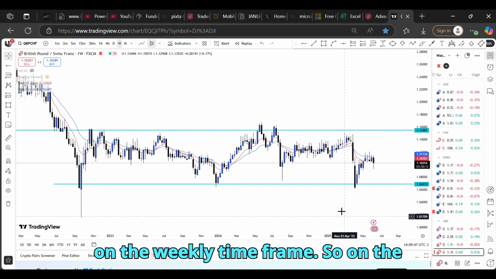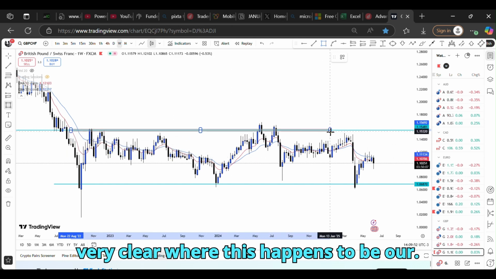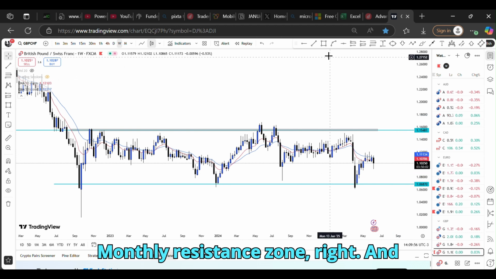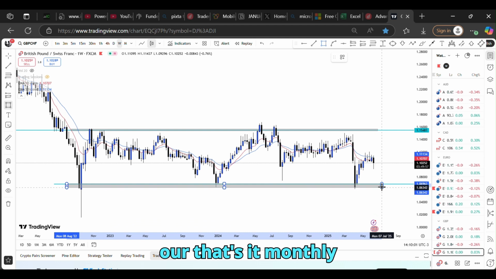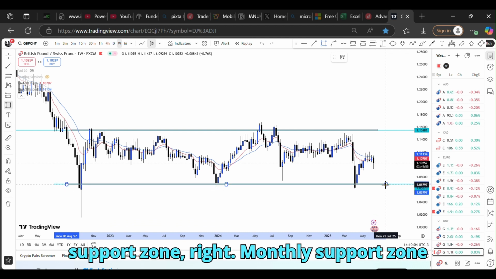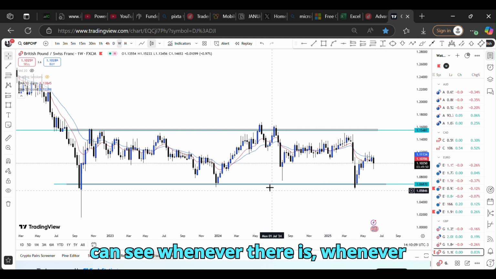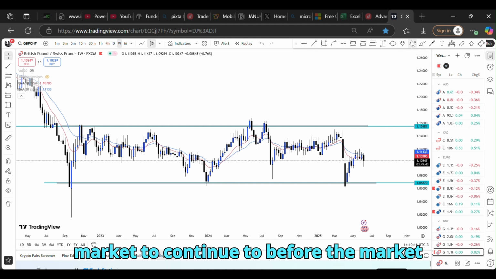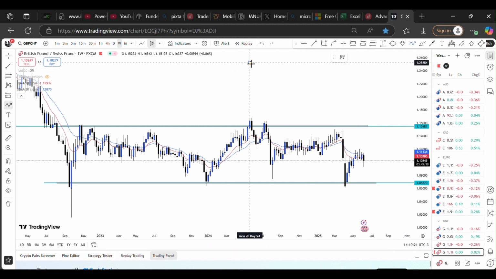You can see we are now on the weekly time frame. So on the weekly time frame, let us pick things up very clearly over here. This happens to be our monthly resistance zone, and this zone still happens to be our monthly support zone. So guys, you can see whenever there is a drop, we will be expecting a pullback before the market continues its initial trend, something like this.